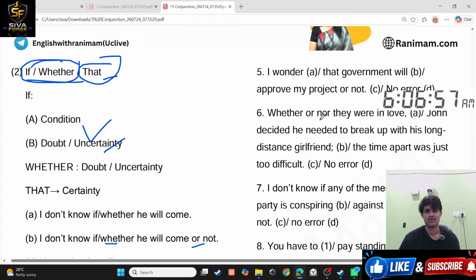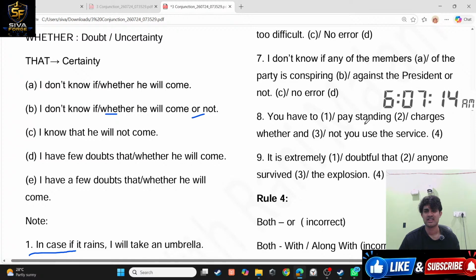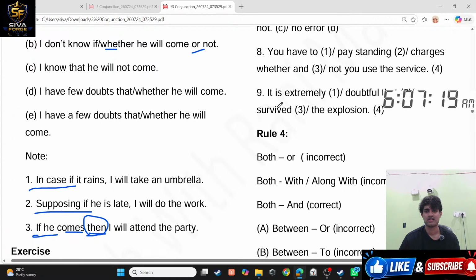Whether or not. Whether or not is not. I don't know if any of the members of the party is conspiring against the president or not. I don't know whether you have to pay standing charges whether or not. It is extremely doubtful that anyone survived the explosion. It is extremely doubtful if anyone survived.